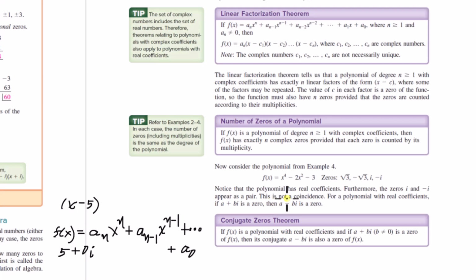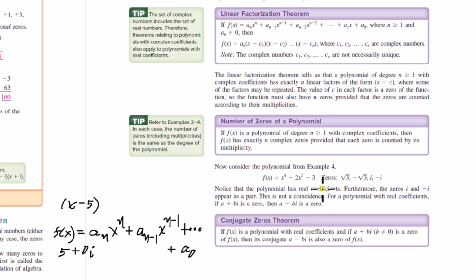It says, notice that the polynomial has real coefficients. Furthermore, the zeros i and minus i appear as a pair. This is not a coincidence. For a polynomial with real coefficients, if a plus bi is a zero, then a minus bi is a zero. I forgot to mention, it's only the case that you can factor any polynomial into strictly linear and quadratic factors all with real coefficients if the original polynomial only has real coefficients.